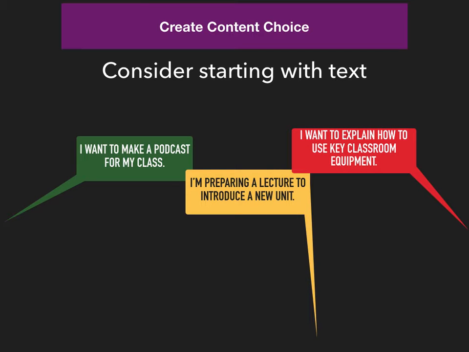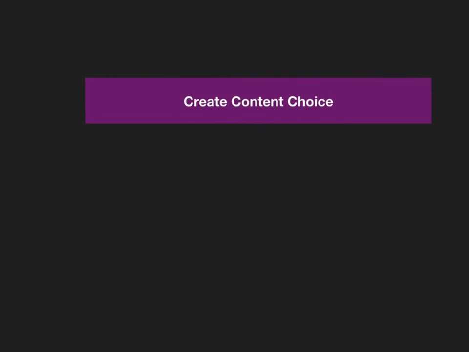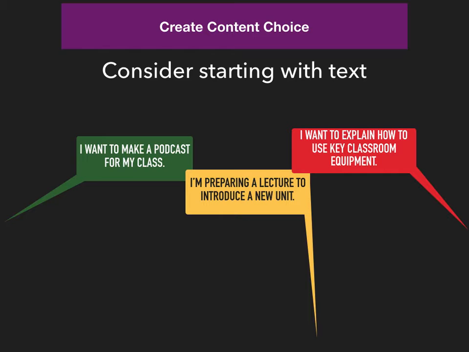Another idea is to consider starting with text. For example, one instructor might want to make podcasts for her classes, and another might be preparing a lecture to introduce a new unit, while a third wants to explain how to use key classroom equipment, for example in a chemistry lab. In all of these cases, we have a tendency to orally present information, and I suggest that it's a great idea to begin with text first.